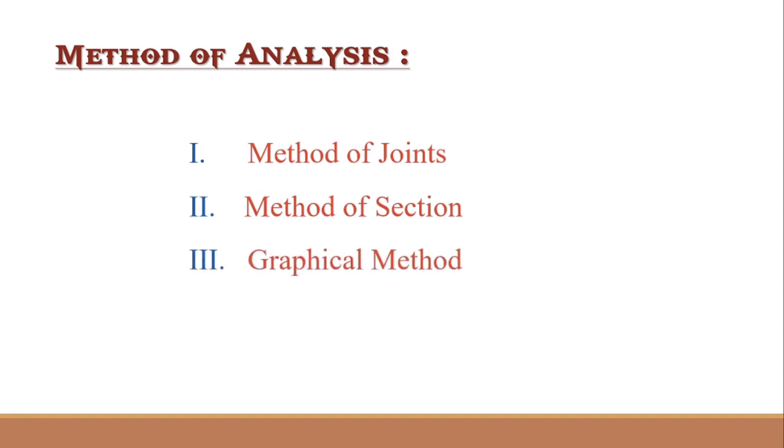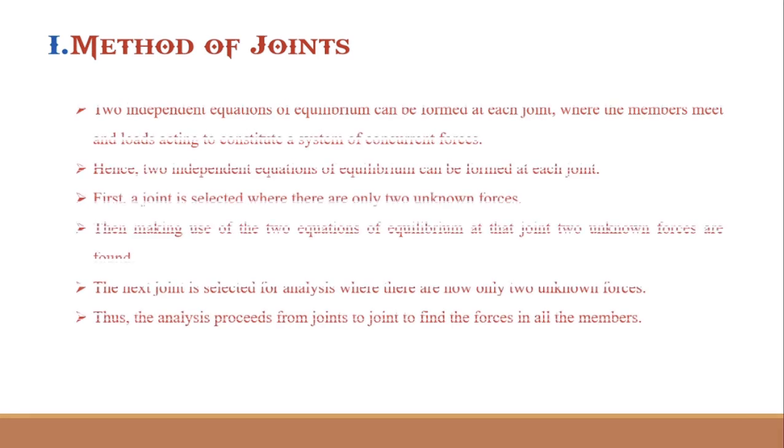Here we are first year students, so we are only seeing the method of joints and method of sections. The graphical method is not in our syllabus. If you want, you can learn it from other textbooks. So in this chapter we will deal with the method of joints and method of sections. What is this method? I will go through it. So method of joints, how it is done.